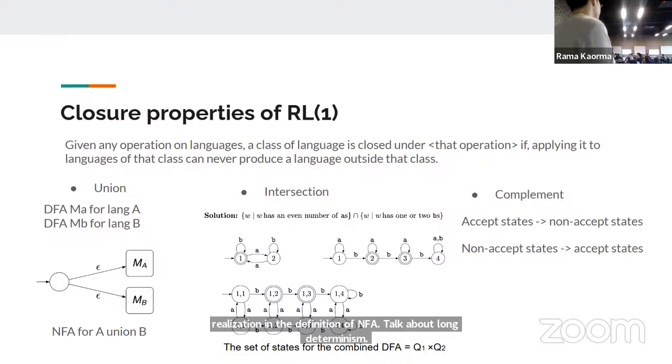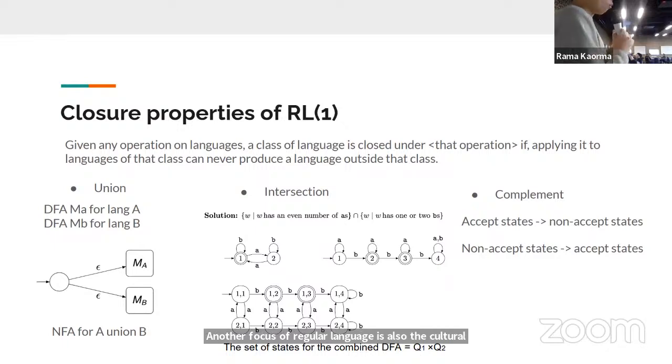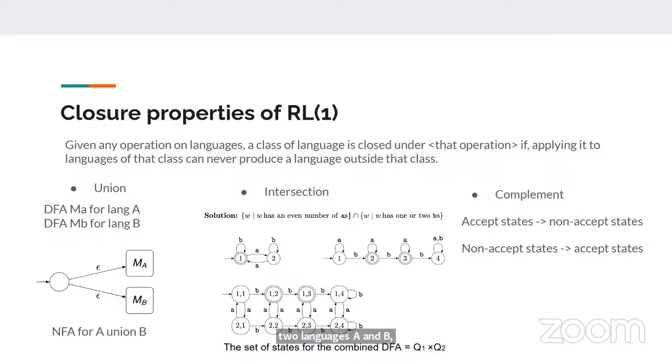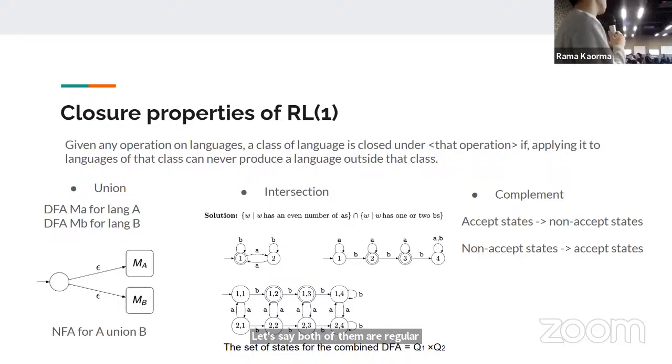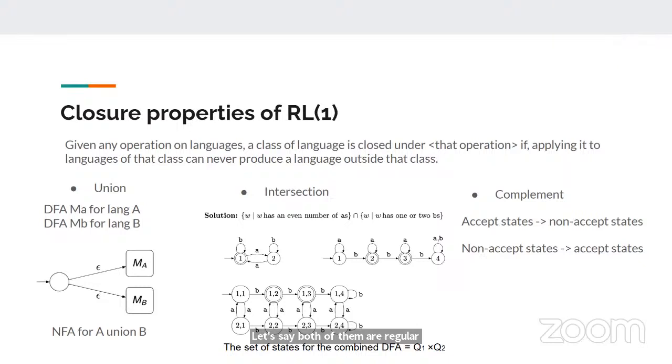Another focus of regular languages is also the closure properties of regular languages. When we talk about closure properties, that means given two languages A and B, let's say both of them are regular languages, and if we take a Boolean operation, let's say union, and we say regular languages are closed under union, that means the union of A and B is a regular language as well. So after taking that Boolean operation, the resulting language is also in that class of languages.